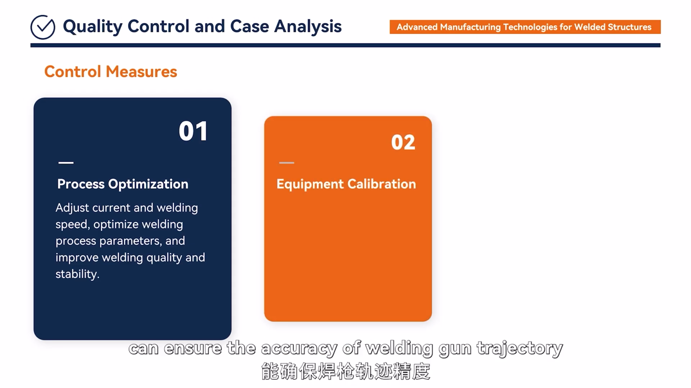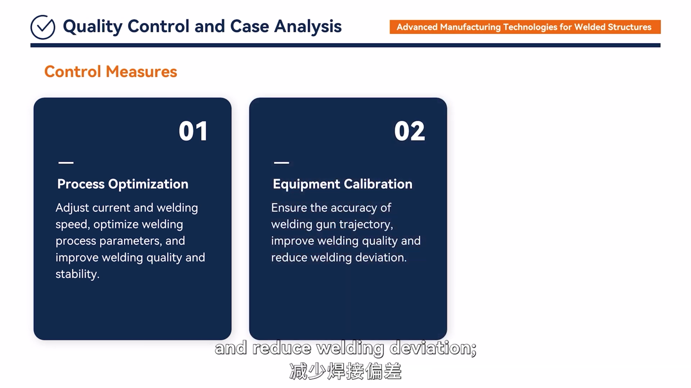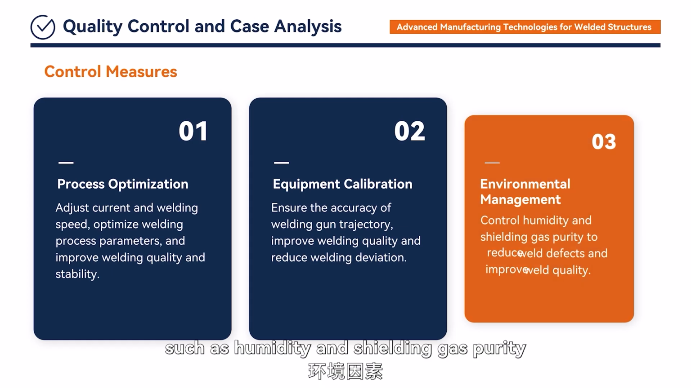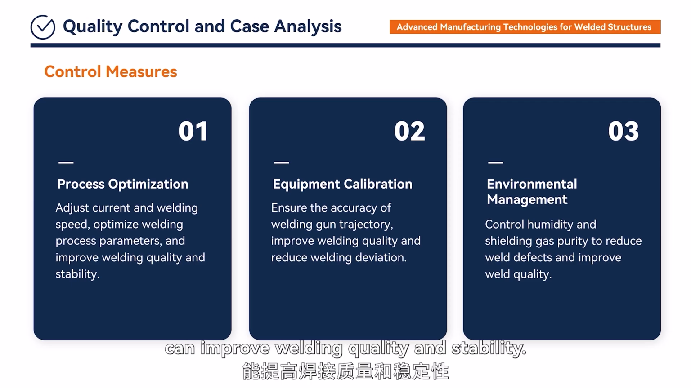Equipment calibration can ensure the accuracy of welding gun trajectory and reduce welding deviation. Controlling environmental factors such as humidity and shielding gas purity can reduce welding defects. Adjusting process parameters such as current and welding speed and optimizing the welding process can improve welding quality and stability.